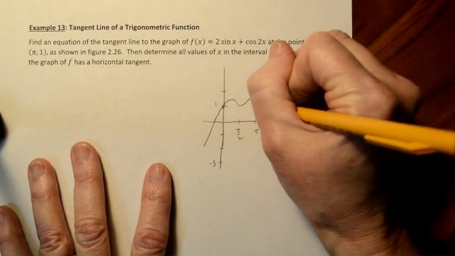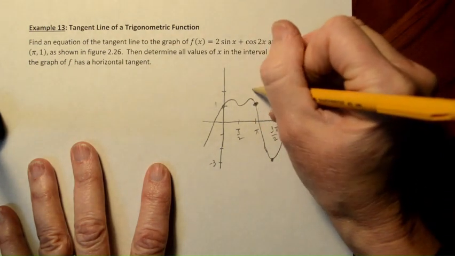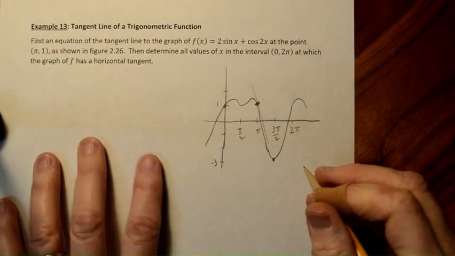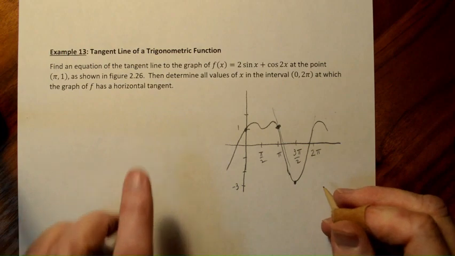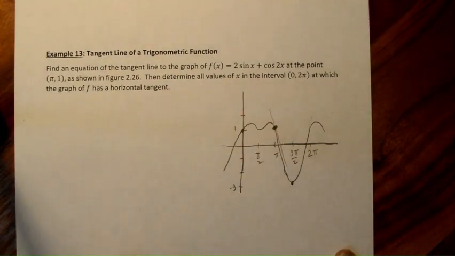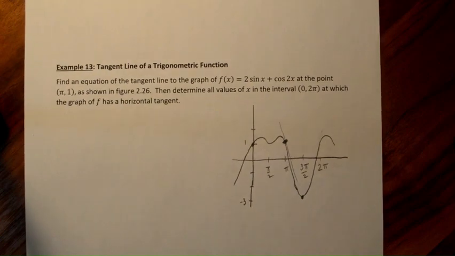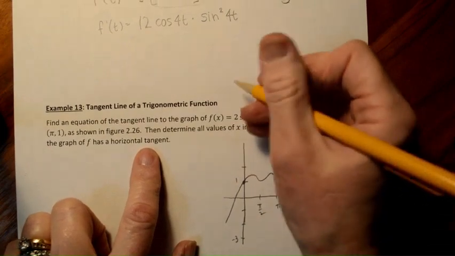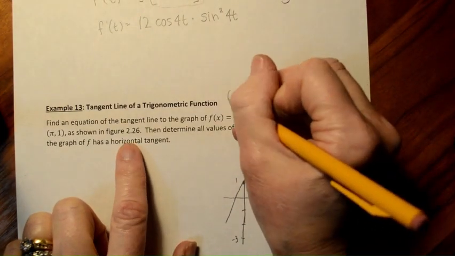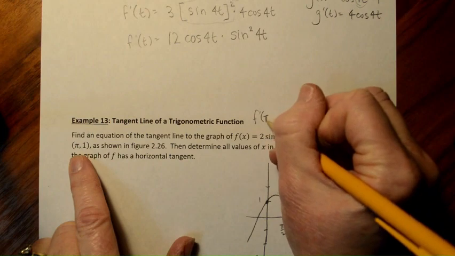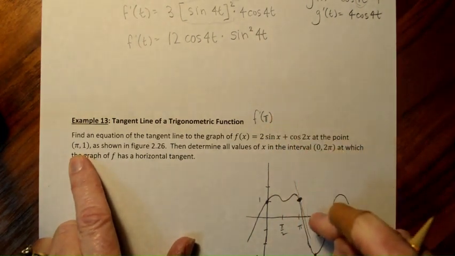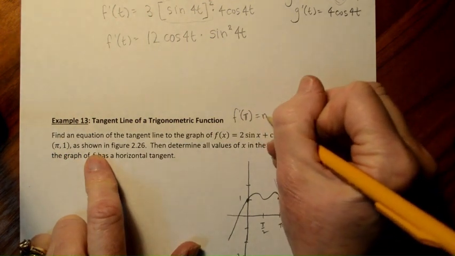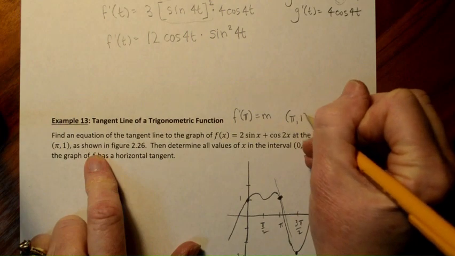And so it's asking us to find the equation of the tangent line at that point pi, 1. And so we're looking for something maybe that looks like that. Again, figure 2.26 in your textbook will give a better, more accurate drawing than what I have right there. Okay, so if you remember from what we did before, finding the equation of a tangent line, we need 2 things. We need the slope at the point, so we need f prime of pi, the slope of the tangent line at pi. And we also need an ordered pair, pi comma 1.